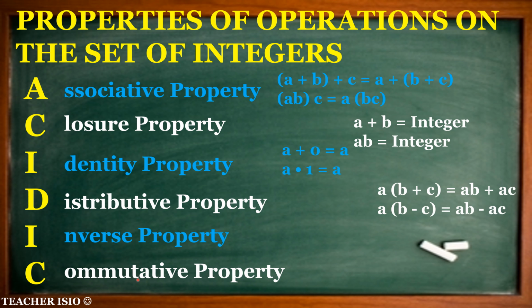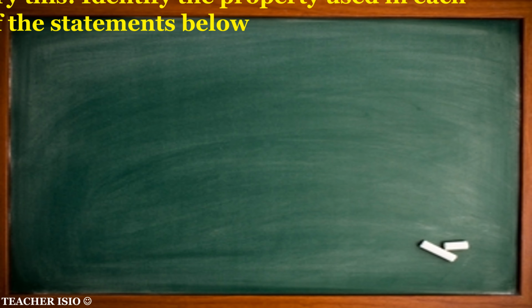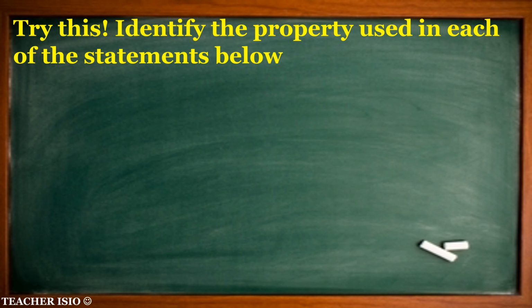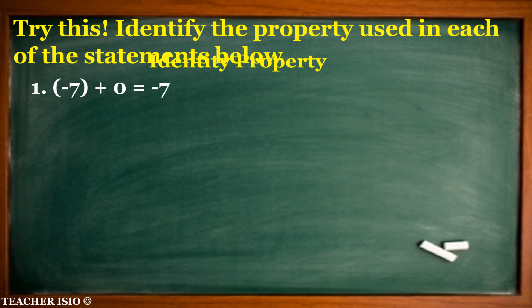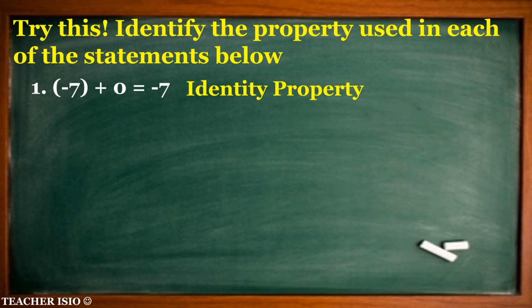Again, this is the format or ito yung itsura ng ating mga property. So before we end this video, let's try this. So identify the property using each of the statements below. So we have negative 7 plus 0 equals negative 7. So what do you think is the property in this given? If your answer is identity property, you're correct.